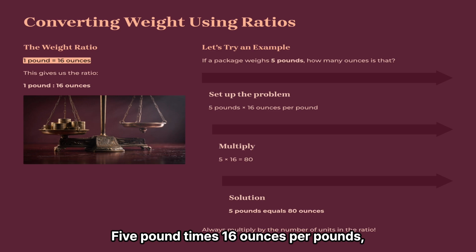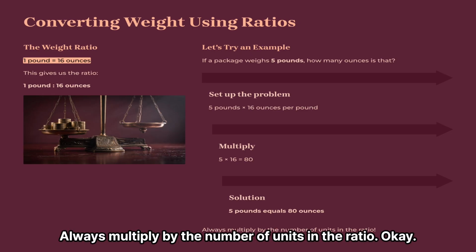5 pounds times 16 ounces per pound. Then multiply 5 times 16 equals 80. So 5 pounds equals 80 ounces. Always multiply by the number of units in the ratio.